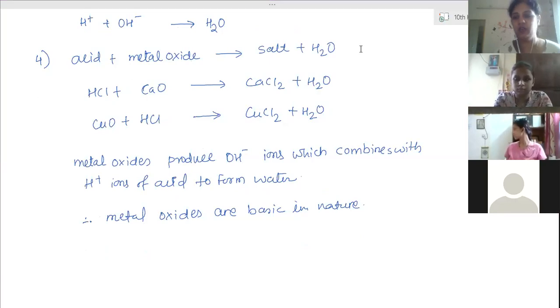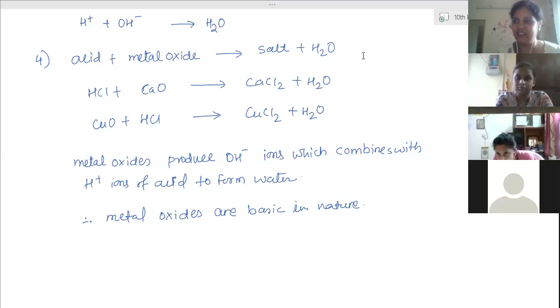Till this part, any doubt? Yes, ma'am, what is basicity? Basicity, that is basic properties. Basicity measures how many OH minus ions are needed to neutralize the H plus ions of an acid. That is called basicity of acid, and acidity of bases we call it.